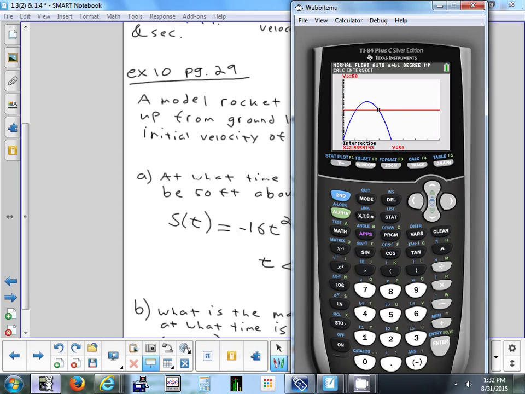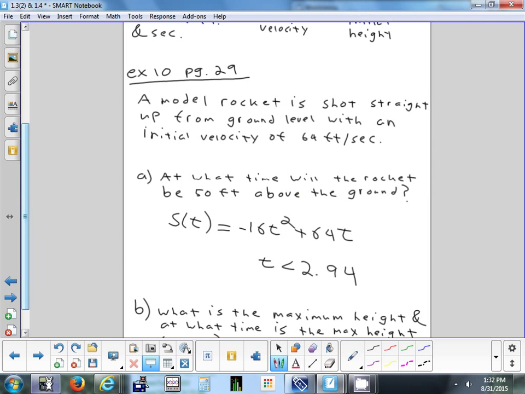And what about this first point? Can we get that? Yeah, go ahead, Corey. 1.064. Okay, it's about 1.06. So if you pick a time greater than 1.06 seconds and smaller than 2.94, it'll be above 50 feet.